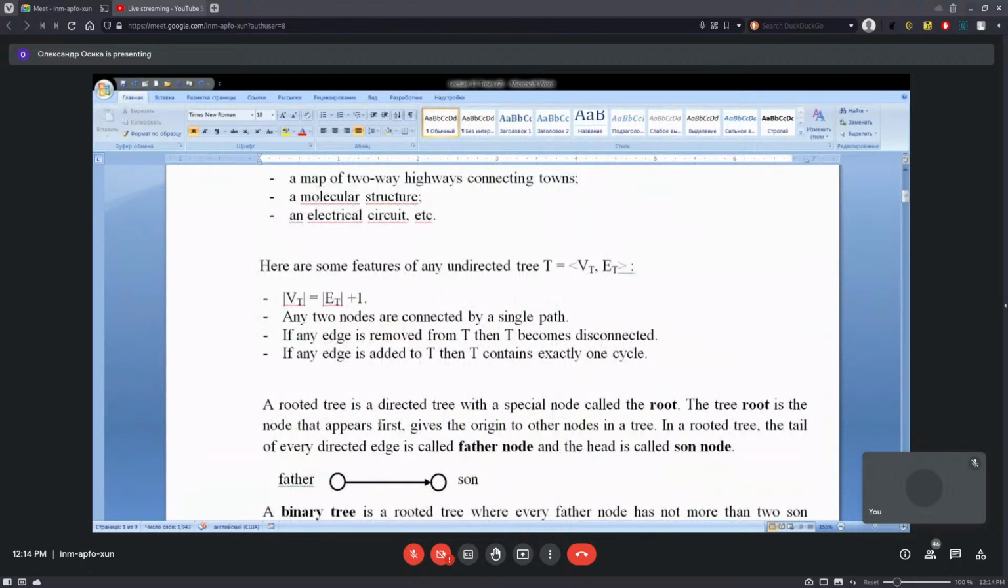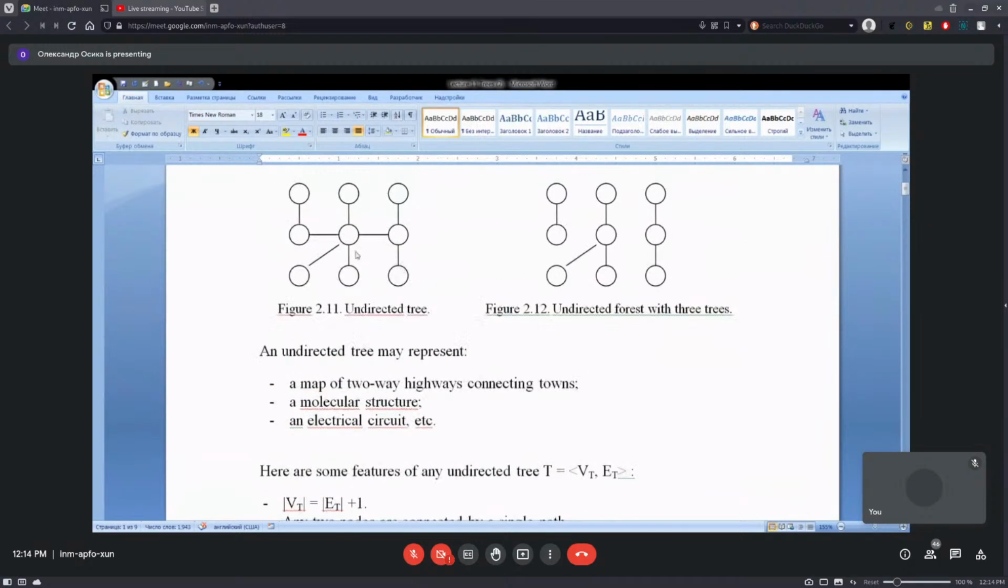A rooted tree is a directed tree. So some trees are rooted.